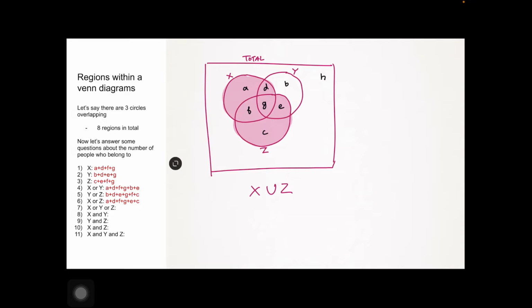What about X union Y union Z? Which means people belonging to X condition should be satisfied, or people belonging to Y condition should be satisfied, or people belonging to Z condition should be satisfied, or more than one of these conditions can be satisfied. In other words, people should belong to at least one of the circles, or be inside any one of the circles. So the answer is A, B, C, D, E, F, G. All these people would belong to X union Y union Z region.